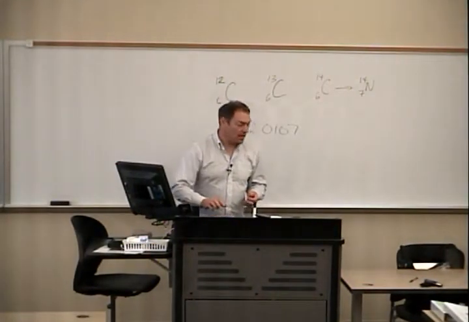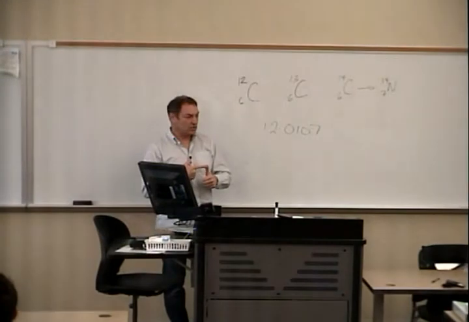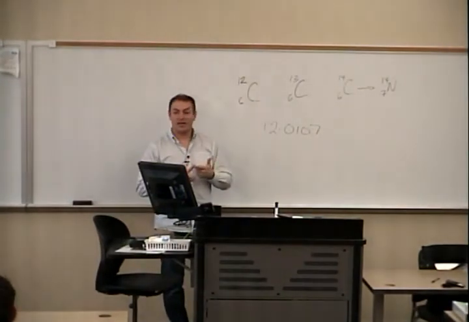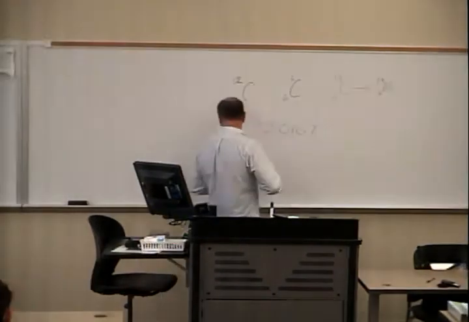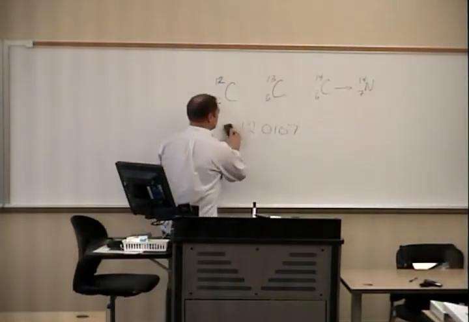Electrons, remember, are negatively charged. They are tiny little particles with a very low mass, and they orbit the nucleus. They spin around the nucleus of the atom.